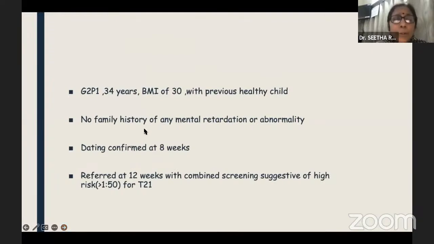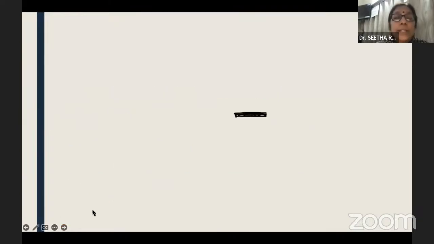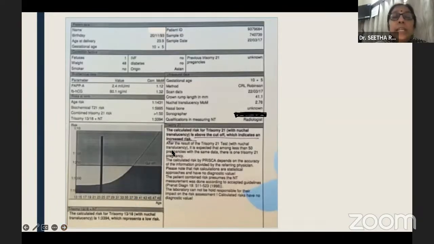Just to give you a few examples. This lady had a BMI of 30. She was a para 1, and the dating was confirmed. She was referred at 12 weeks because her screen was suggestive of a high risk for trisomy 21. And here, you can see that the scan was done at around 41 CRL, which itself is a wrong way of doing it, because the minimum that you need is a 45 CRL. So again, when you're looking at these markers, make sure that this test has been done properly.